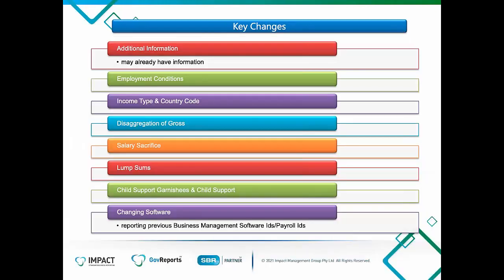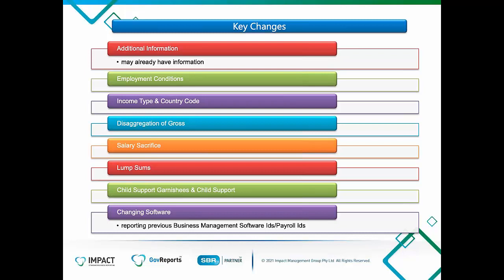So this is the list from the ATO of what sorts of information is going to change. And you'll see it says additional information, and you may already have it. So you may already have it on a tax file declaration or Fair Work form or some other form you may have. So as I said, it's a matter of checking to see what new information you need and having it available to put into the software. Employment conditions, it's more about telling the ATO the detail of these. Income type and country code, disaggregation of gross.